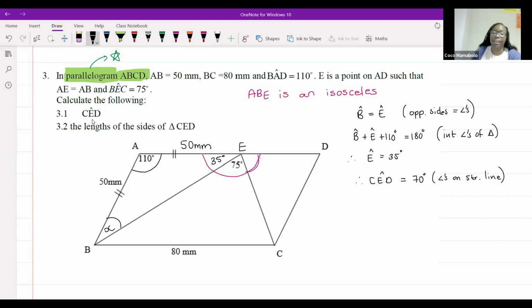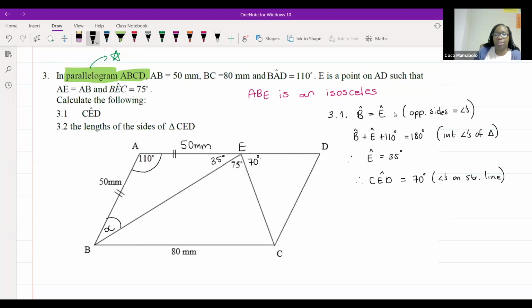Okay, for those of you who were like, nah, I don't even know what's going on, guys, come on. This was nice and easy, wasn't it? That was nice and easy. Right, that's 3.1. Done.